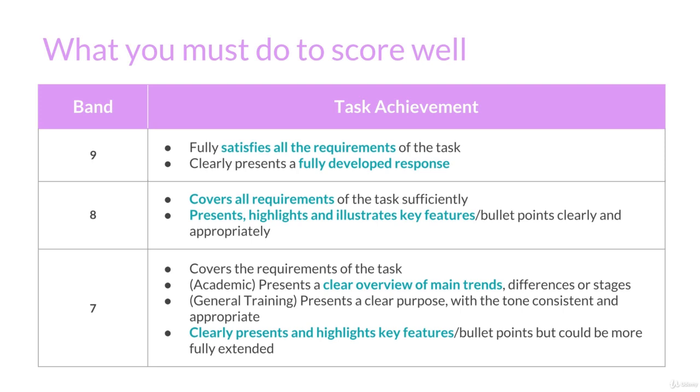If you want to get a good score on the IELTS task achievement category, the first thing that you need to do is satisfy all the requirements of the task. What this means is that you need to answer everything that the question is asking you for. The second thing that you need to do is provide a fully developed response. So make sure that you give all the information that the question is asking you for and that you present, highlight, and illustrate all the key information. And make sure that you give a clear overview of the main trends, differences, or stages of the infographic.